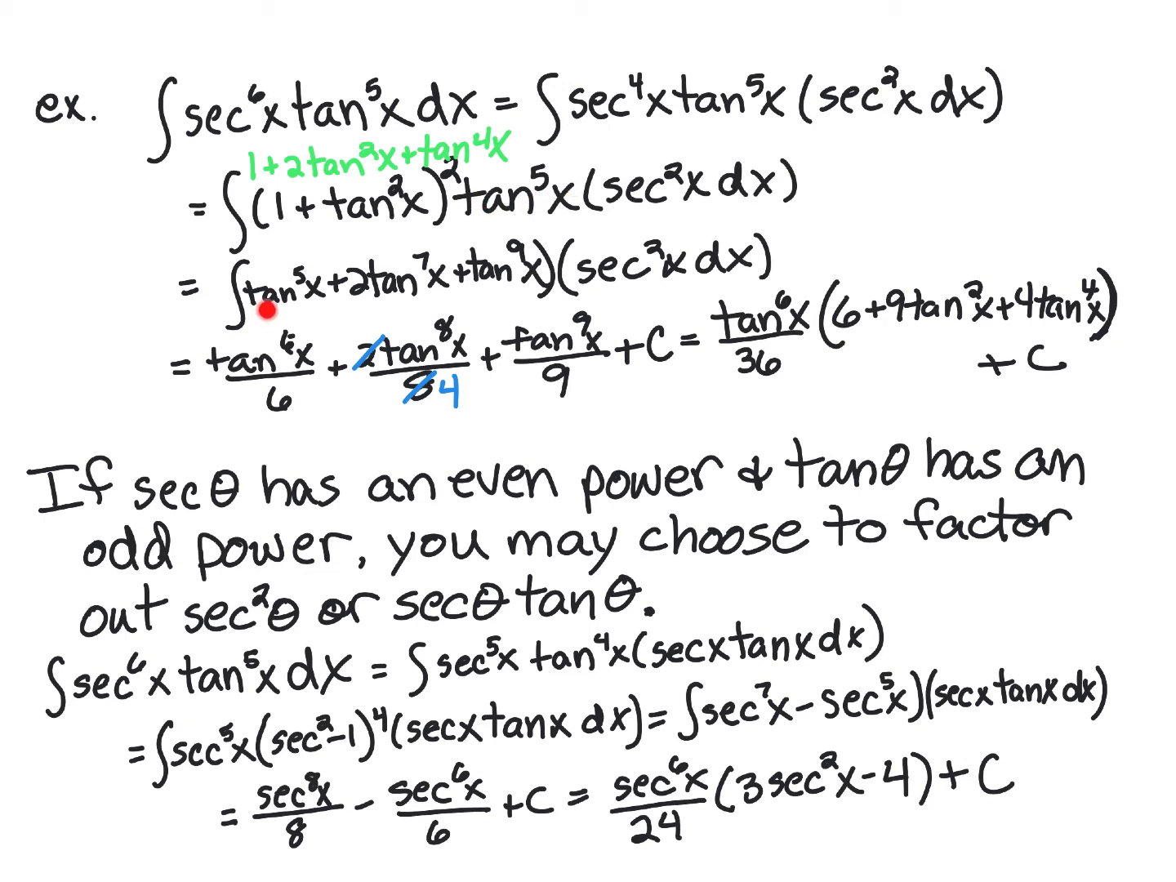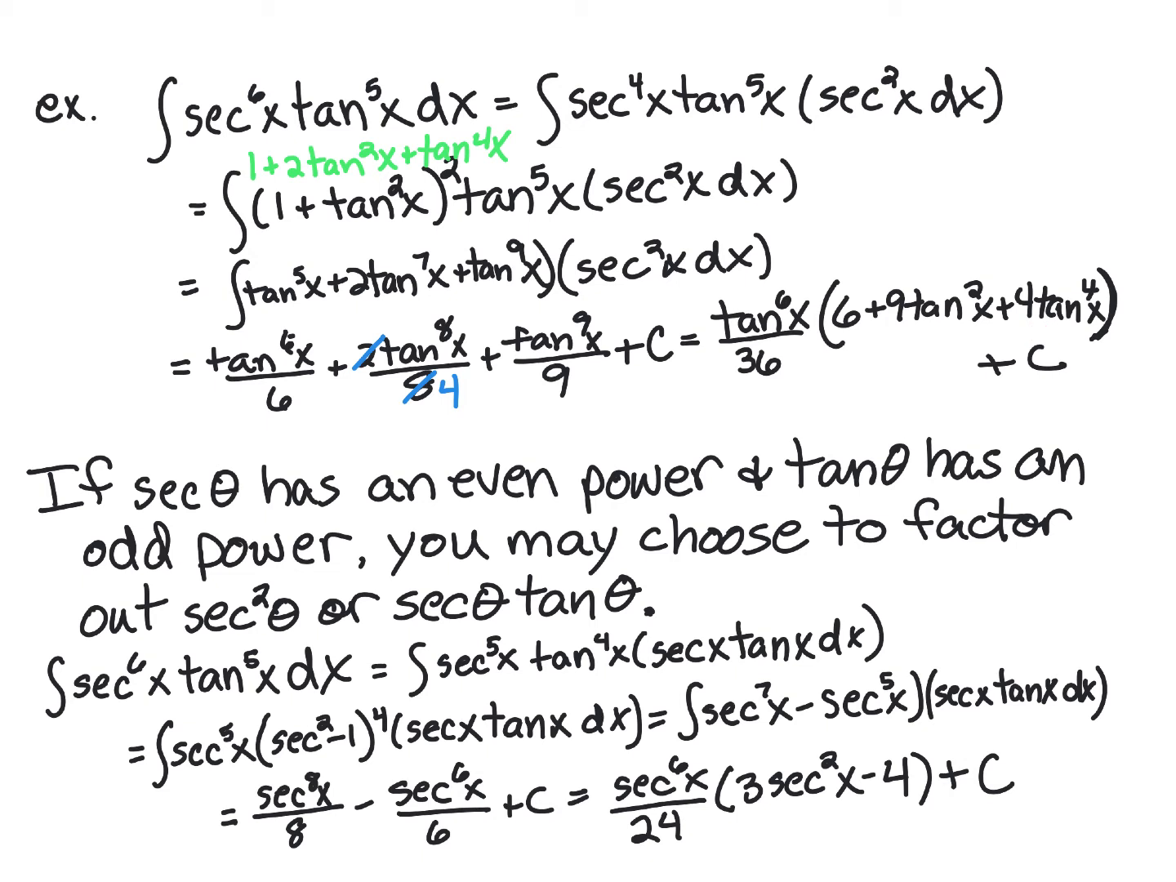So distributing gives me tan to the fifth, 2 tan to the 7, plus tan to the ninth, and this is the derivative of the tangent. So I'm just going to add 1 to the power and divide by the power for each of these terms. That gives me this. Cancel where you can, and then I got a common denominator, which was 36, and I factored out the smallest power of tangent, which left me with this.